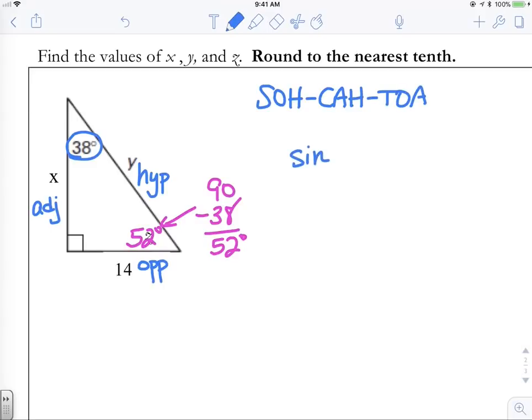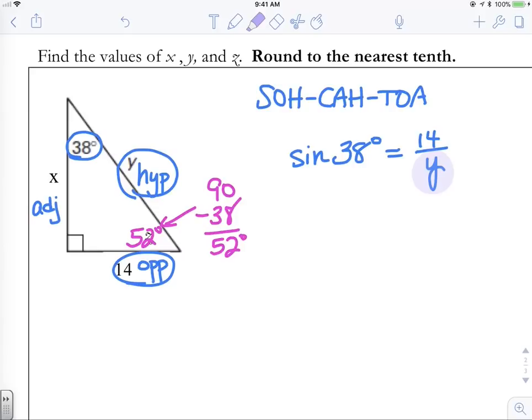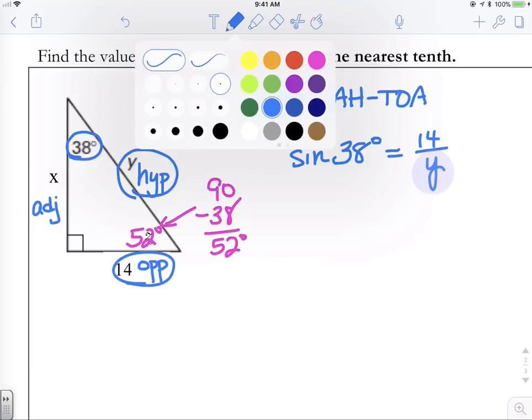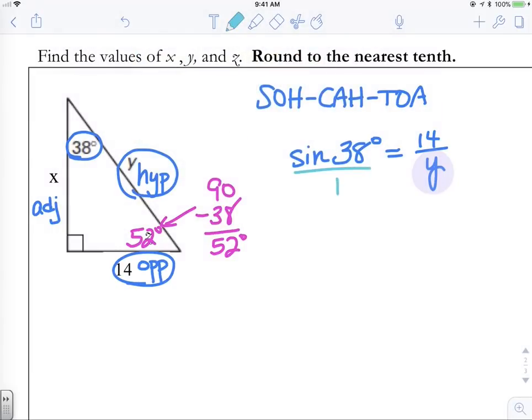if we do the sine of 38 degrees, we'd be doing the opposite, which is 14, divided by the hypotenuse, which is y. Opposite over hypotenuse is sine. Now this one looks different because the variable is in the denominator. So you have the choice. One option, y is on the bottom, so we need to get the y out of the denominator. One option is to turn it into a proportion. Put it over 1 and then cross multiply.